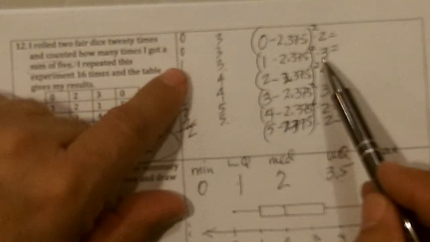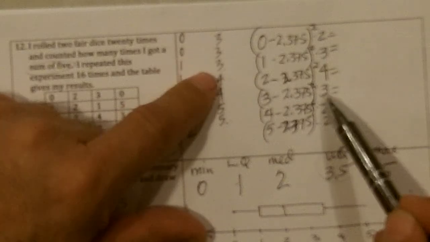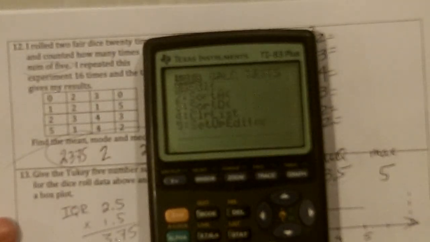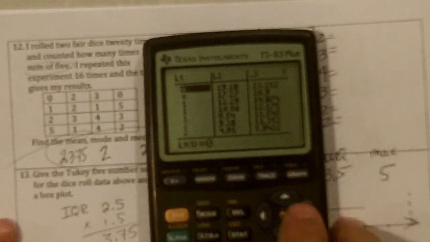I can figure out what that is on the calculator a little bit faster. I apologize, I did that where you couldn't see it. 0 minus the mean squared, 1 minus the mean squared, 2 minus the mean squared, 3 minus the mean, and there's 2 zeros, 3 ones, 4 2s, 3 3s, 2 4s, and 2 5s. Now I'm going to do that on the calculator. Stat, edit. I have all my numbers in list 1.